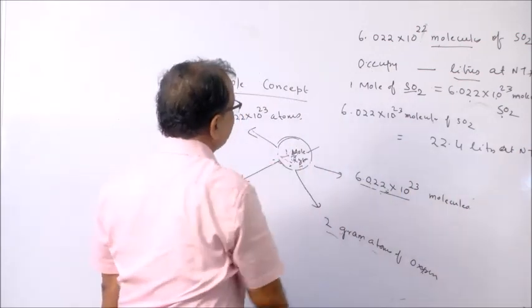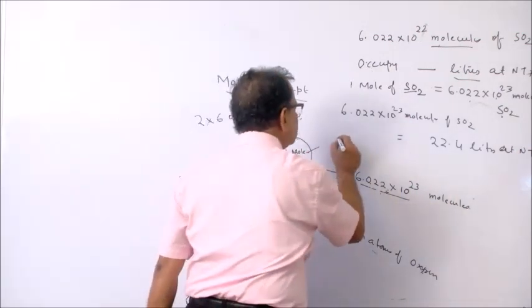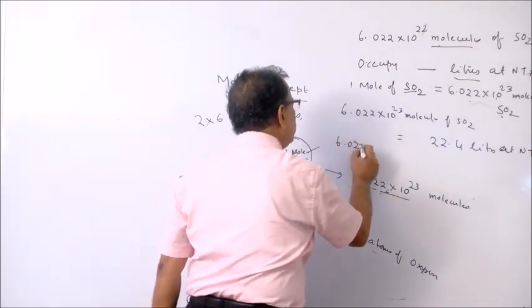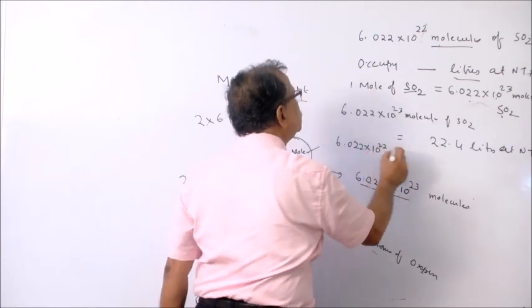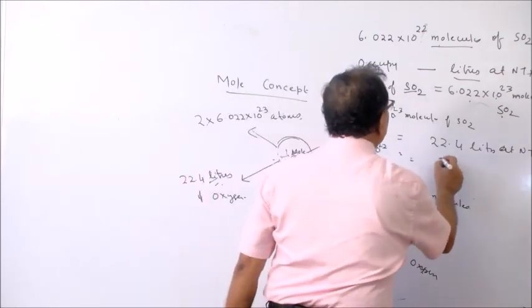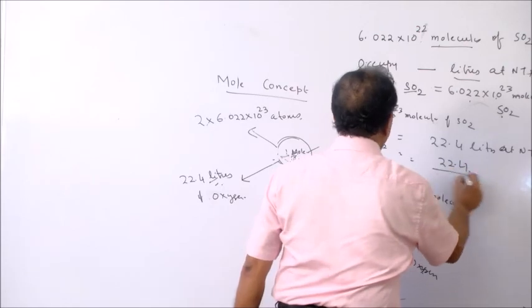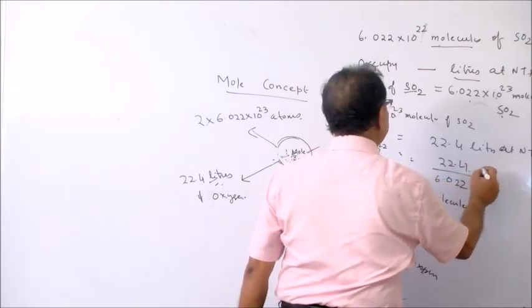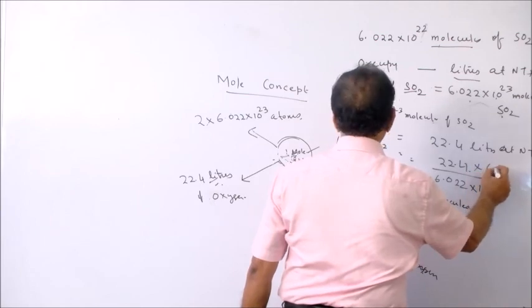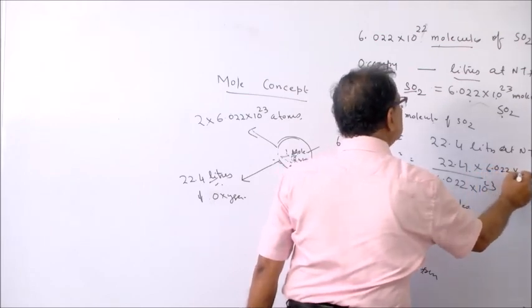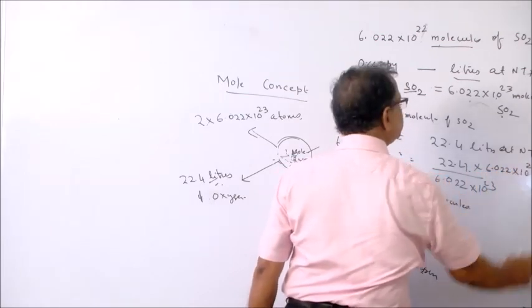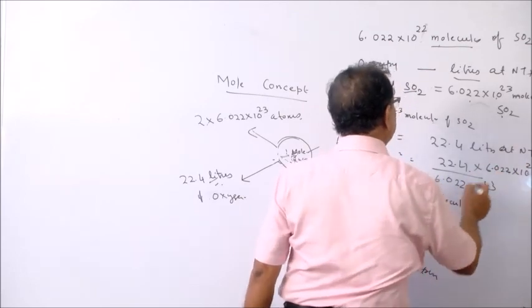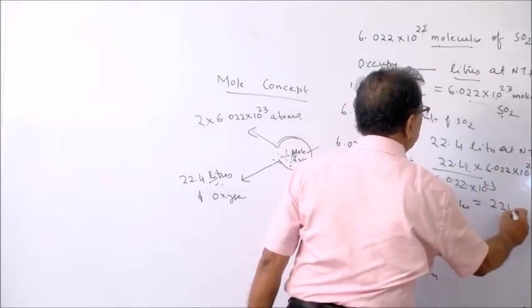Hence, the question is asking you 6.022 × 10^22 molecules, so it will be 22.4 by 10. This is your 2.24 liters.